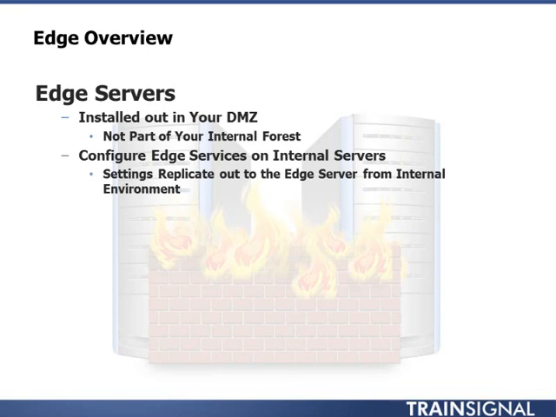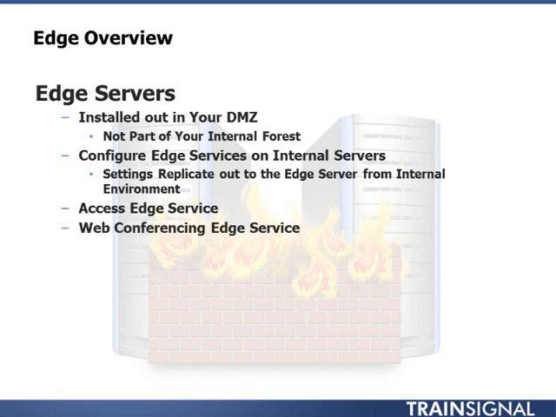The edge services run three main services. The first service is called the Access Edge Service. The Access Edge Service is better known as your SIP service. It provides a connection point for both inbound and outbound session initiation protocol traffic. We also have the Web Conferencing Edge Service, and this service enables external users to join meetings that are hosted on your internal Lync Server 2013 environment. The third service is called the Audio Video Edge Service, and this makes audio, video, app sharing, and file transfer available to your external users.